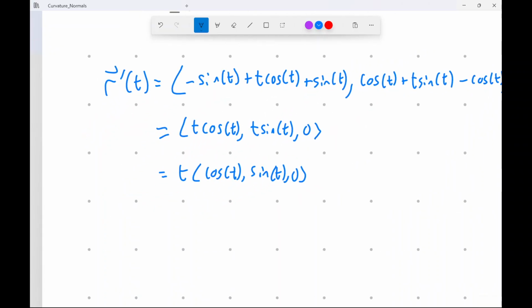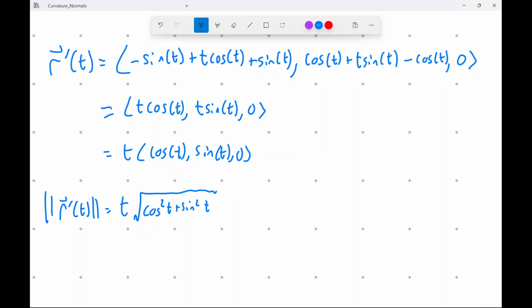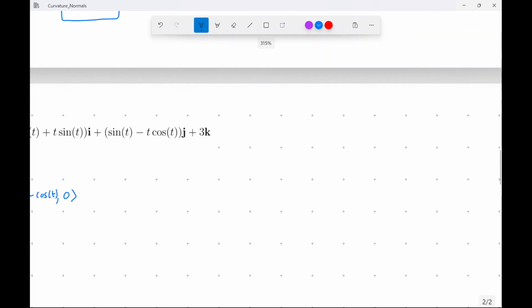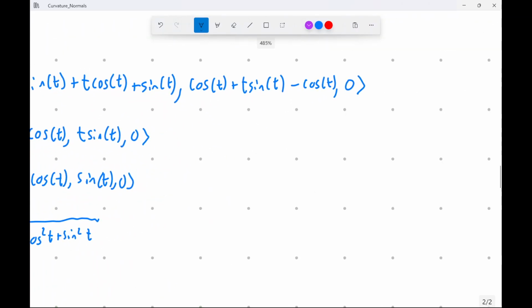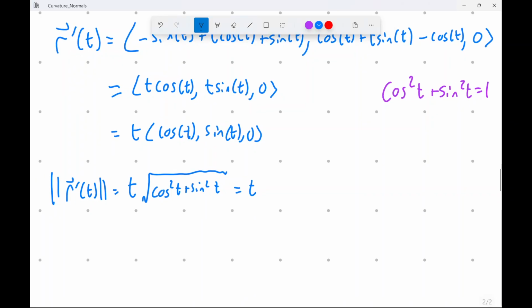Now we need to do the length of r prime of t. Okay, so again, this is a constant out in front. We can factor that out of the length. So it'll be t times the square root of cosine squared t plus sine squared t plus 0. But this is one of our identities that we need to know. I'll just write it on the side in case you forgot. Cosine squared t plus sine squared t is equal to 1. This is one of the most important identities in this class. We'll use it a lot. And so this here is just equal to 1. So our length is just equal to t.